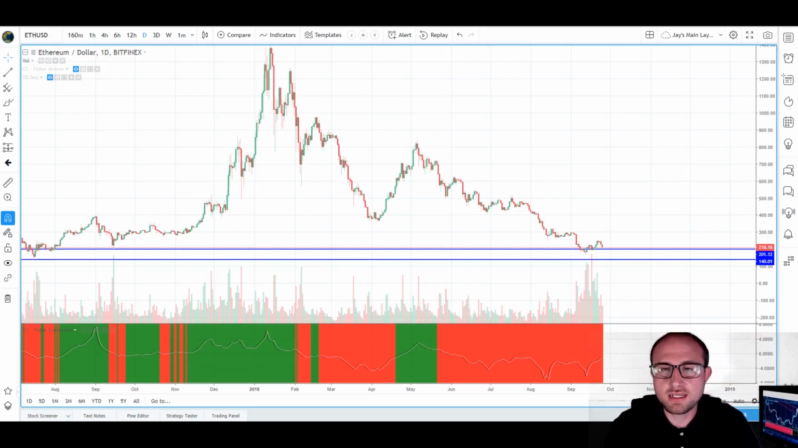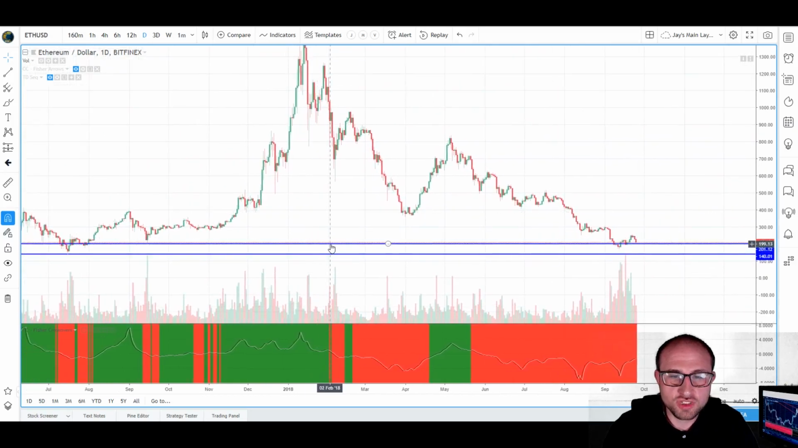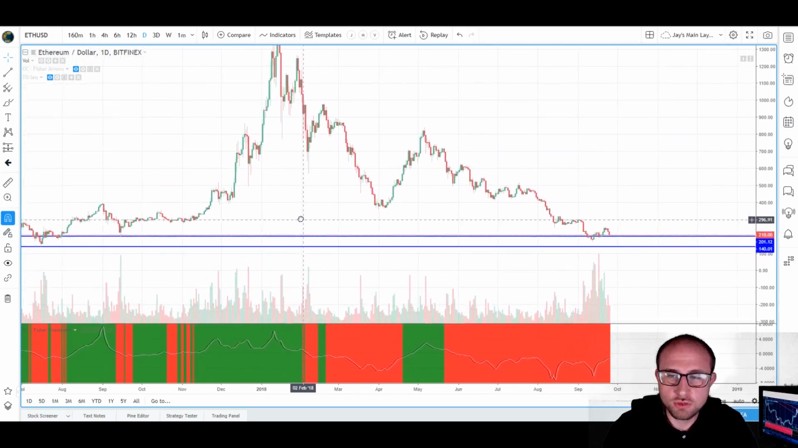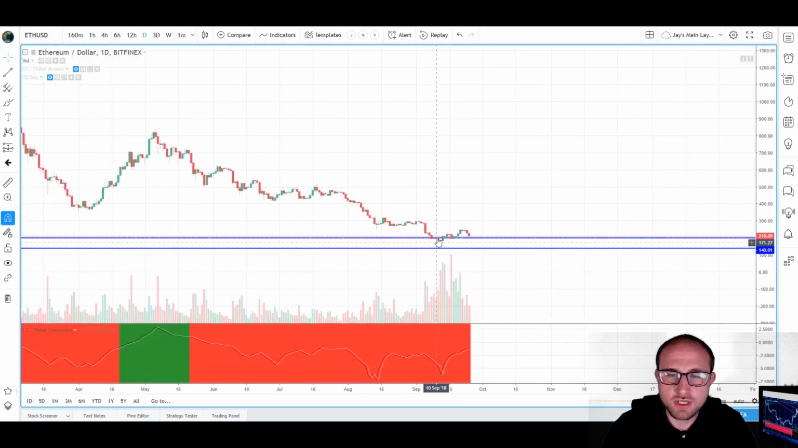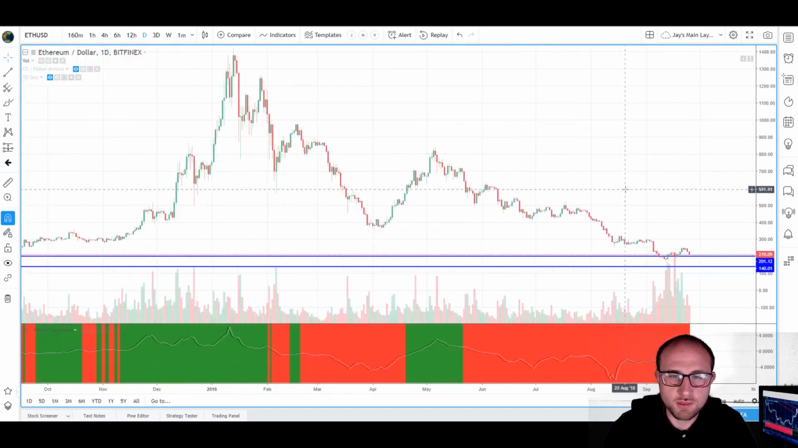This is not my inherent bias against Ethereum. However, what I have done is plot historical support lines right here, indicated by these blue lines. We did come down and briefly breach this line, and now we've moved back up and we're moving back down to test it. Obviously, at the moment the bears are still in full effect.